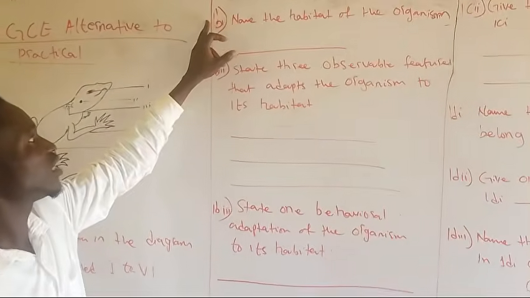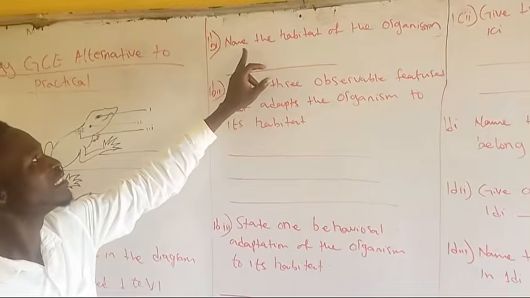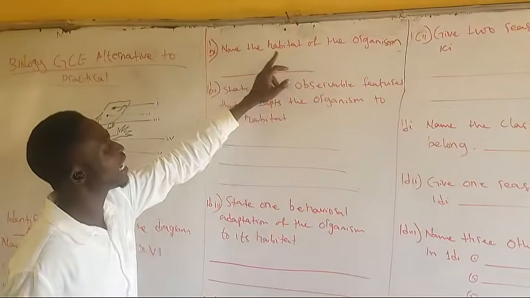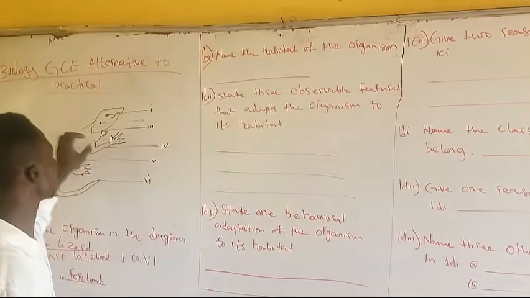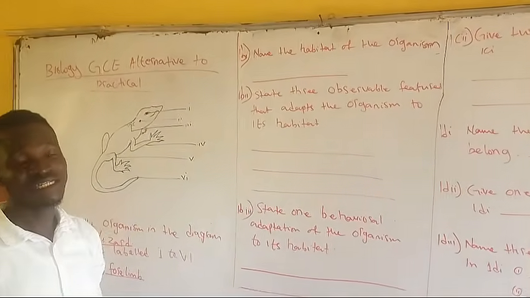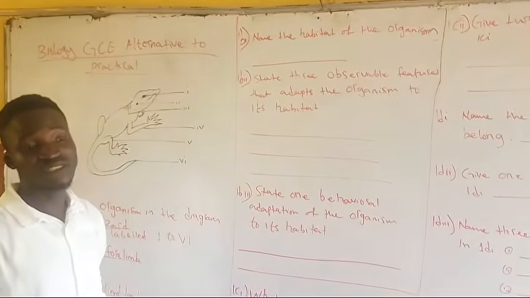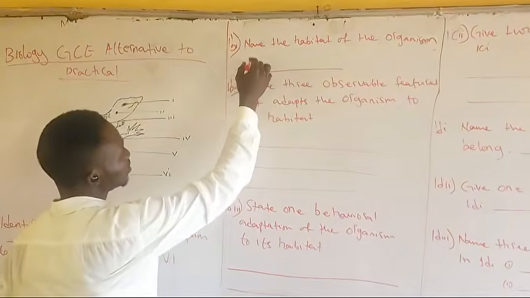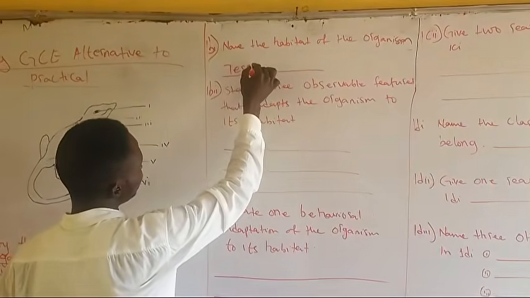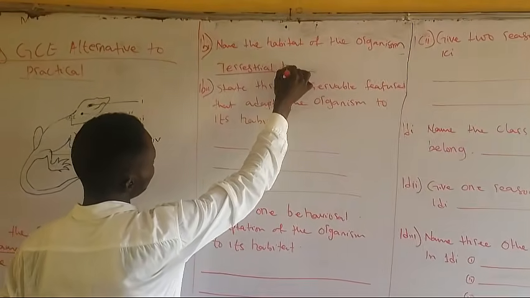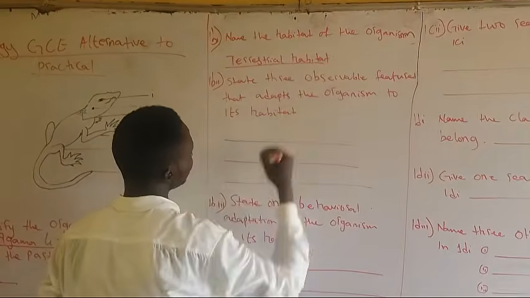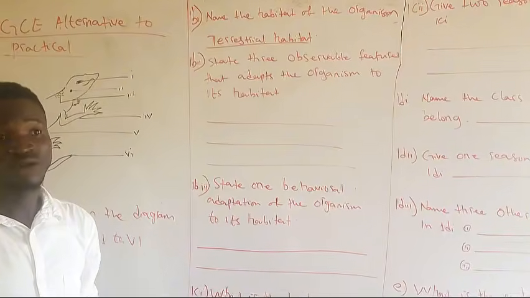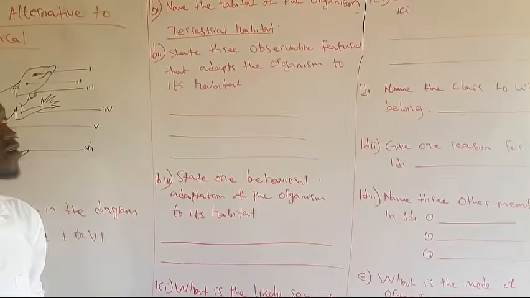The next question is number 1BI, which says, name the habitat of the organism. What is the habitat of this organism? Of course, they stay on land, and they are even the first set of organisms to exhibit complete terrestrial habitat. So we call it terrestrial habitat. You didn't get that now? Some will say terrestrial. No, it's wrong. As I will say it in biology, it's not just terrestrial, it's terrestrial habitat.